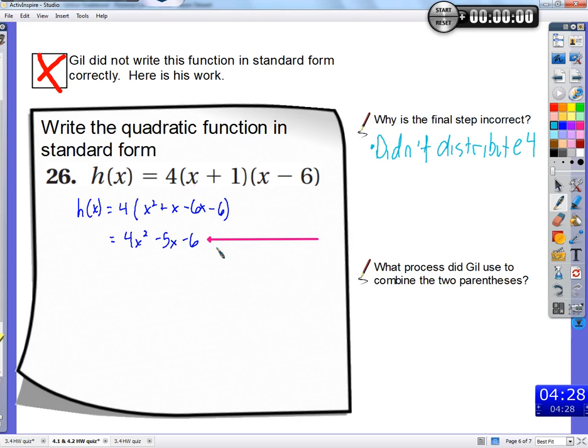What did they do instead of distributing 4? Yeah. Just multiply the 4 by the x squared. That's all that happened. That happens pretty commonly. 4 times x squared. Probably, you're just moving too fast. You don't think, I need to distribute this whole thing. I just get 4 next to an x squared, 4x squared. That needs to go to everything.